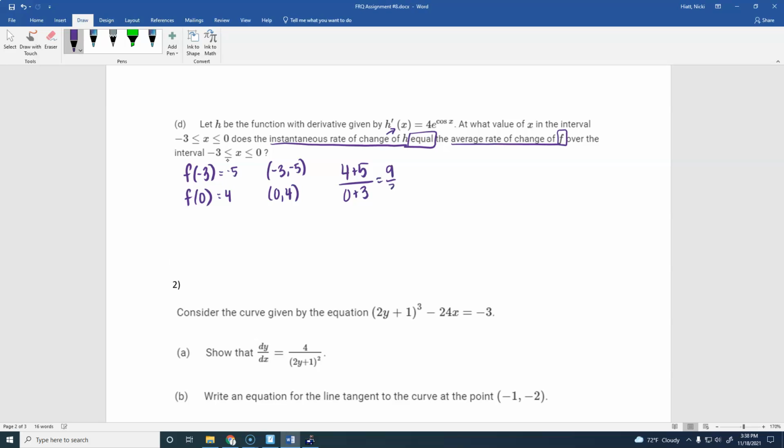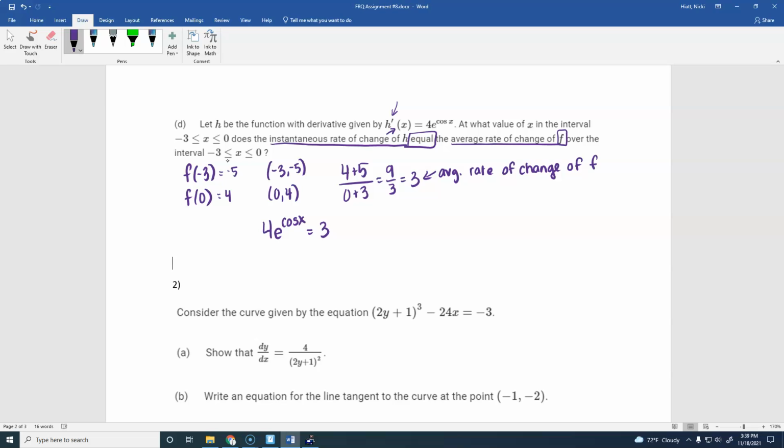We'll get 9 over 3, and we'll get 3. This is my average rate of change of f. And we want to know when this equals the instantaneous rate of change of h, which we've already said is the derivative of h. Notice this is already the derivative, so we don't have to take a derivative here. So we're just setting 4e to the cosine x equal to 3.